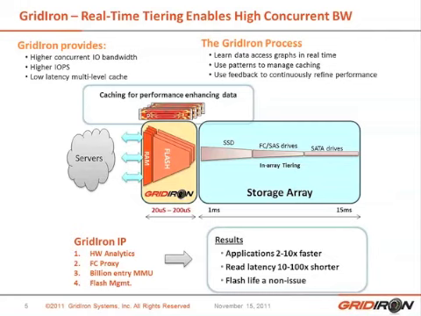So the result of all of this is that your applications are going to run typically between 2 and 10x faster. Your read latencies are going to be either an order of magnitude or up to 2 orders of magnitude less. And you're going to be able to implement a flash solution in a much more elegant and common sense way than just putting it in an array and hoping things get better.